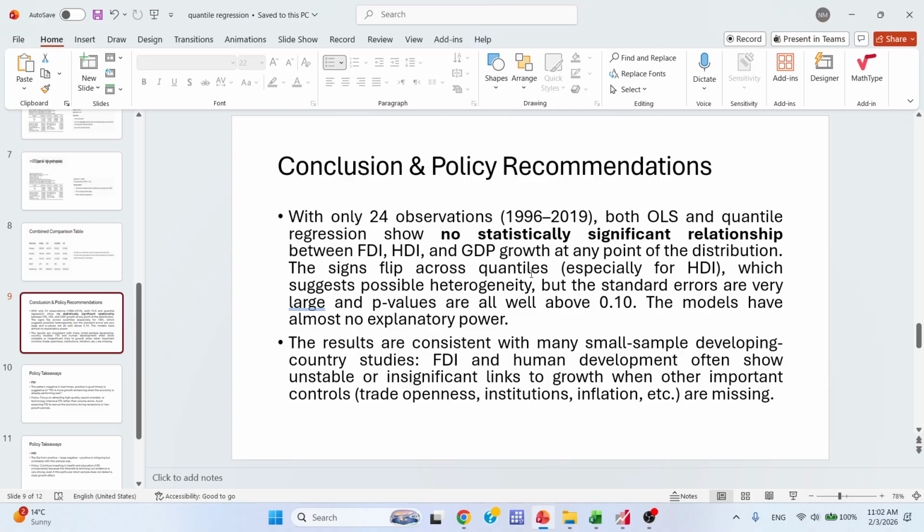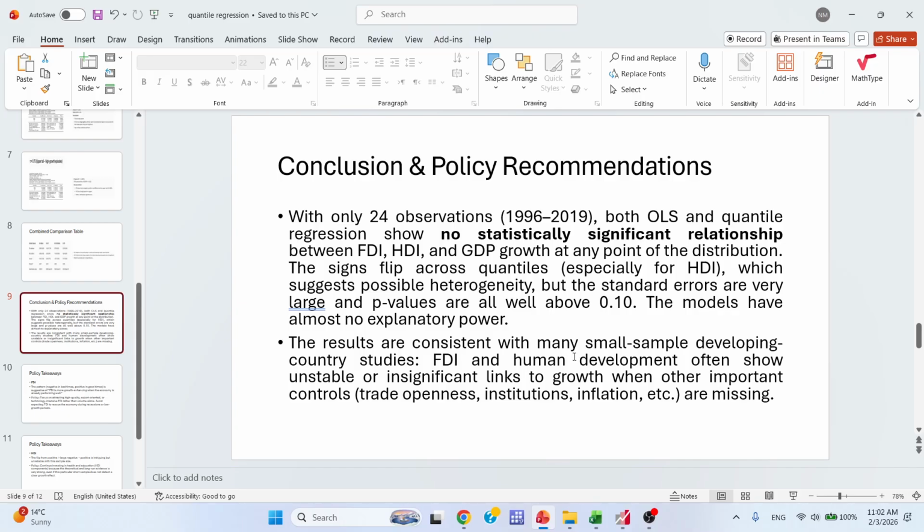The signs flip across quantiles. The signs mean the coefficient sign. At some point they show a positive relationship, and at some point they show a negative relationship, especially for HDI, which suggests possible heterogeneity. But the standard errors are very large and the p-values are all well above 0.10. The models have almost no explanatory power.